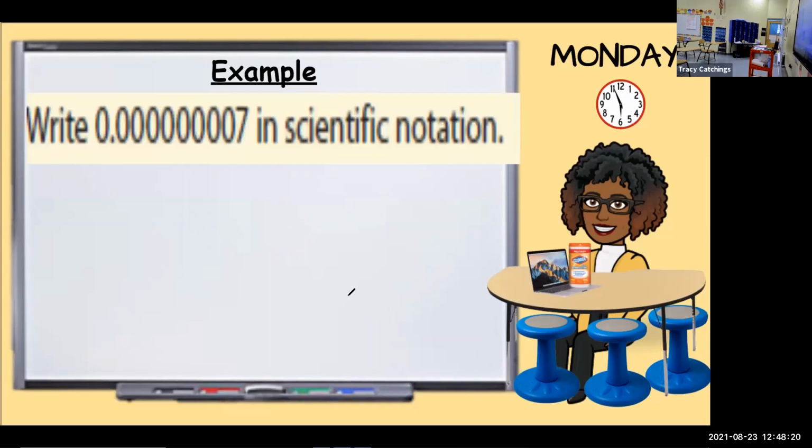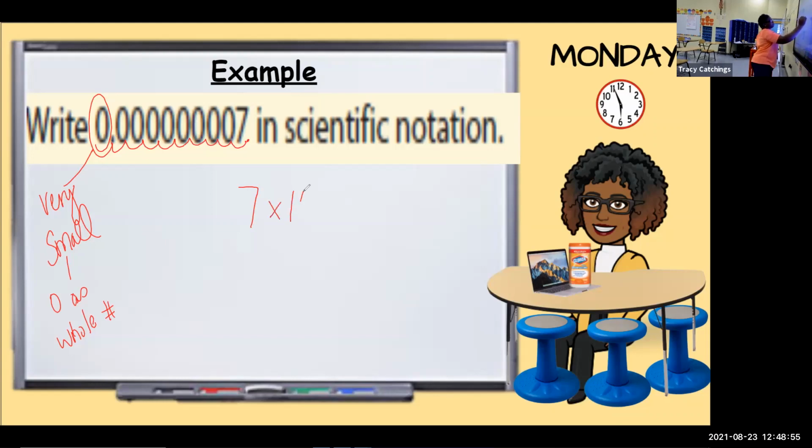All right, second example. It says, write this number in scientific notation. Once again, we'll repeat the same process. However, with this number, we should recognize that it doesn't have a whole number. So any number that starts with 0 in front of the decimal is very small. But then we'll repeat that same process. We'll start at the decimal and we'll go until we get one digit in front of the decimal, which will be at the end. So the number will be 7 times 10, and this time it will have a negative exponent because it is a very small number.